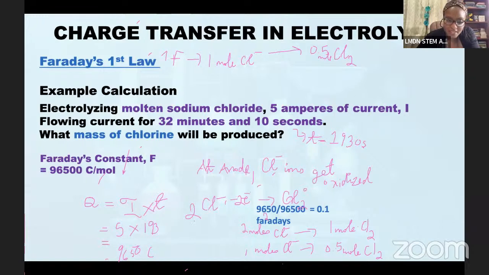So we have our quantity of charge being 9,650, and we want to put that in the form of Faradays. So how do we convert that to Faradays? So we know how many Faradays we actually have in the system, right? Can anybody tell me how you do that calculation?